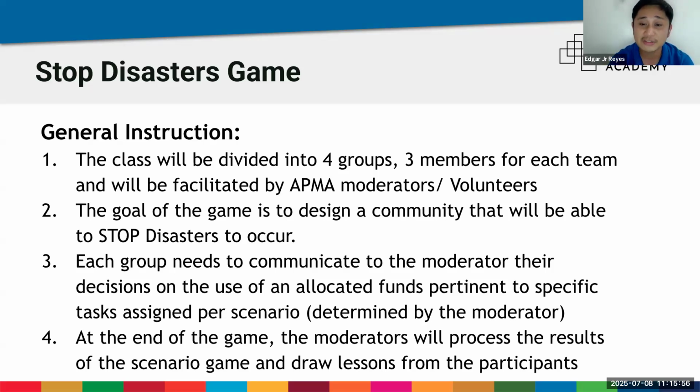So each group will need to communicate to their moderator because the moderators will be the ones who have access to the actual game. So they will be the ones to do the manipulation in the online game. So you should be able to communicate to them immediately, or as soon as possible, what your decisions pertinent to the game are. At the end of the game, the moderators will provide the result of the scenario and draw lessons from this. So hopefully we'll be able to finish the game in time, and then we'll be processing what happens during the game and what could possibly be done in terms of the decisions that we make as our mayors. Are you excited?